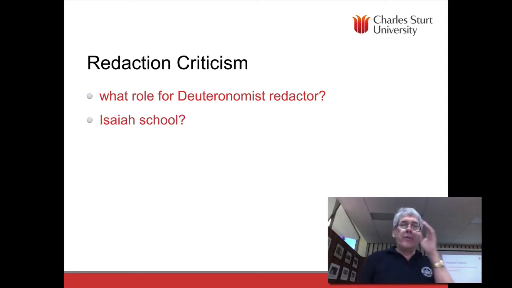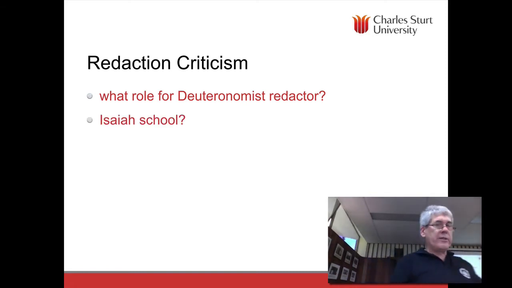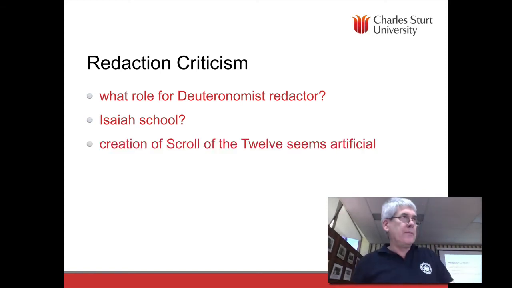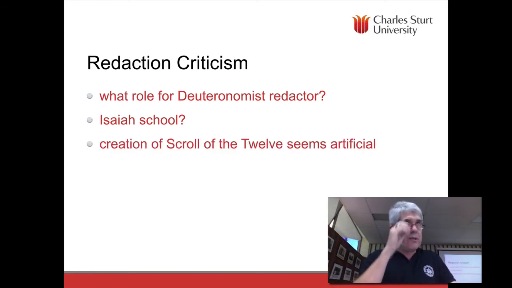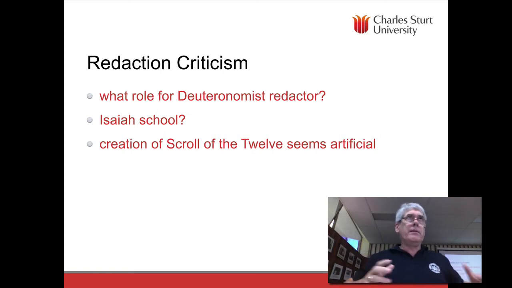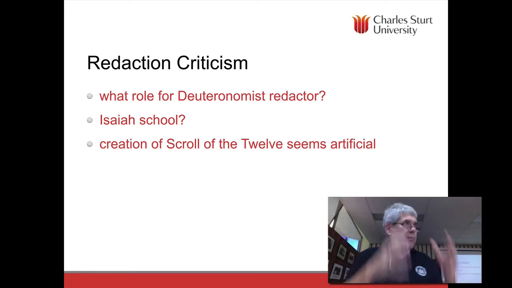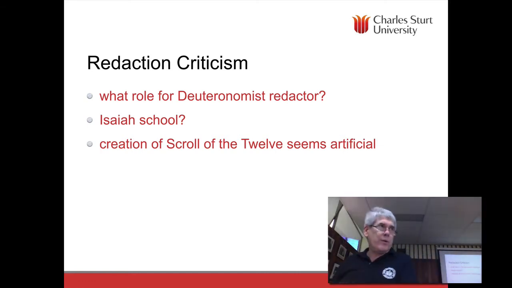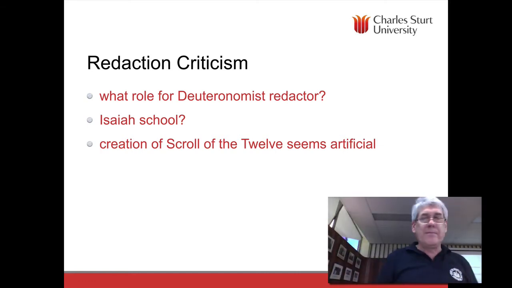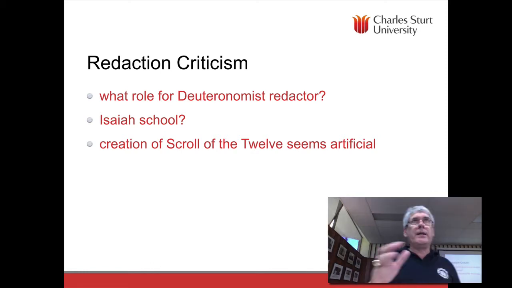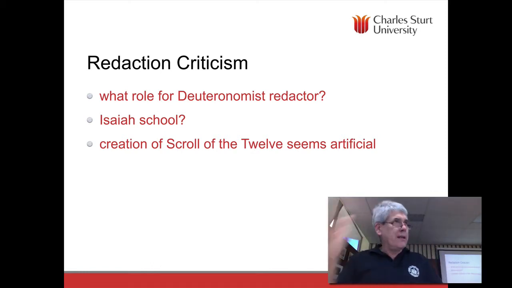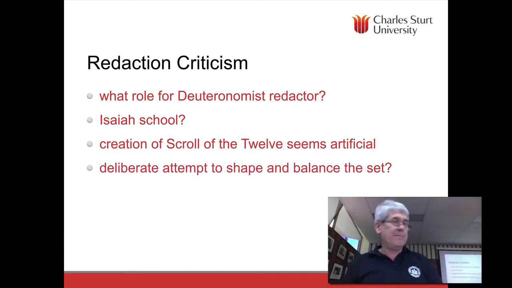So what role for the Deuteronomist? Was there an Isaiah school? The creation of the Book of the Twelve seems a deliberate attempt to gather the material, and there were 12 sons of Jacob, and there were 12 months in the year, so let's have 12 prophetic voices. Oh, we've only got 11. That's okay. Take the last couple of chapters off the 11th and make it into Malachi, which doesn't have the normal opening of a prophetic text.